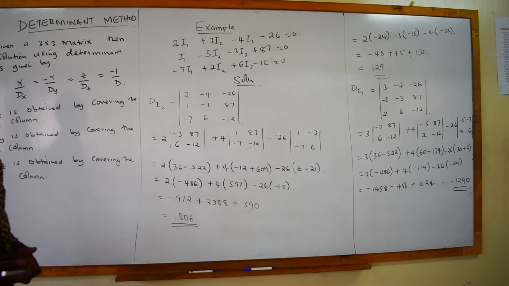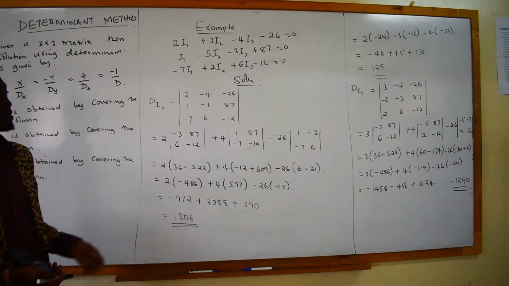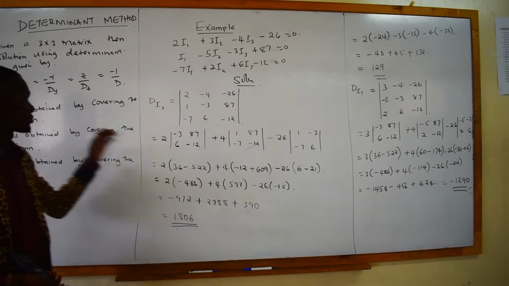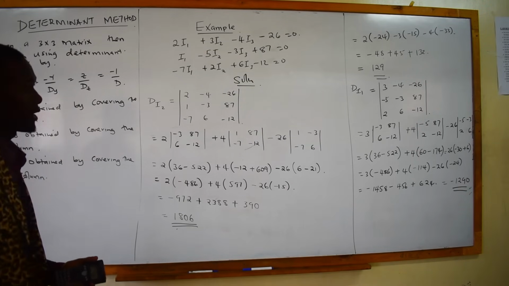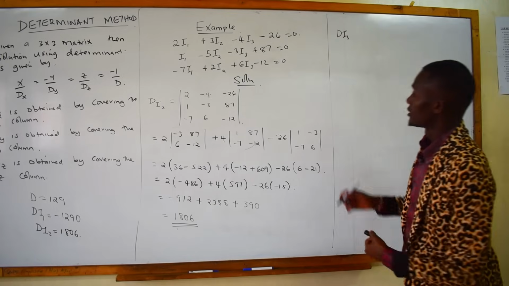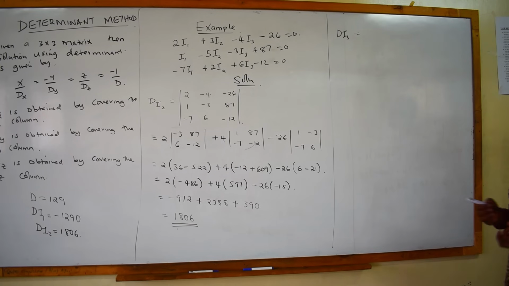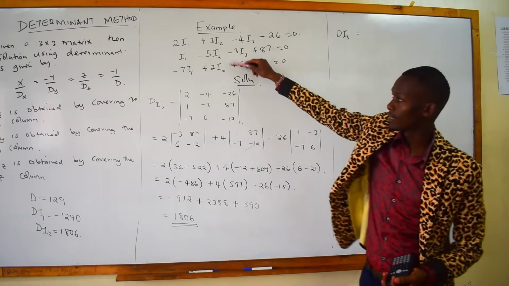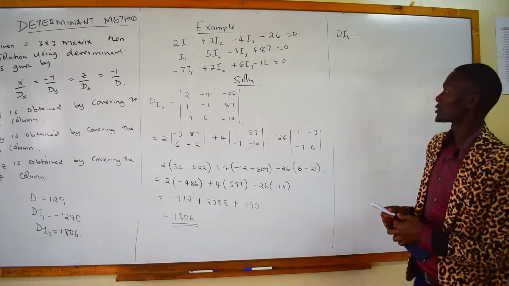So that is your value for DI2. Lastly, we take a value for DI3, then replace our values in the determinant formula to see what we get as the value of I1, I2, and I3. So let's check DI3. We shall achieve this by getting the determinant when we close the values for DI3 and taking the others. So we shall take the values of DI1, DI2, and these constant terms here.